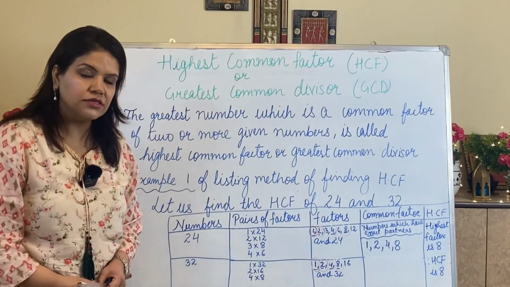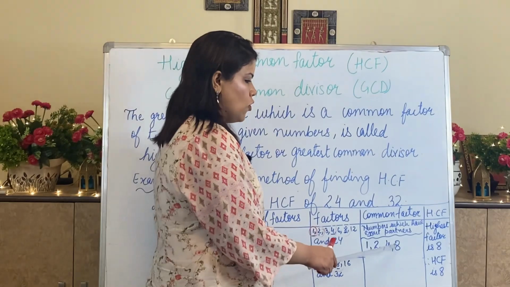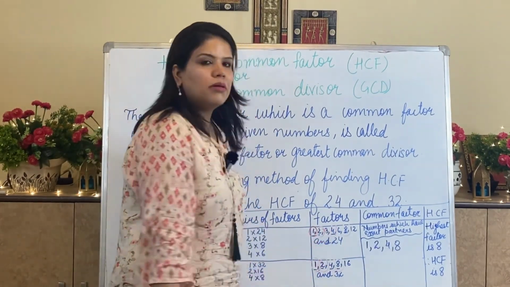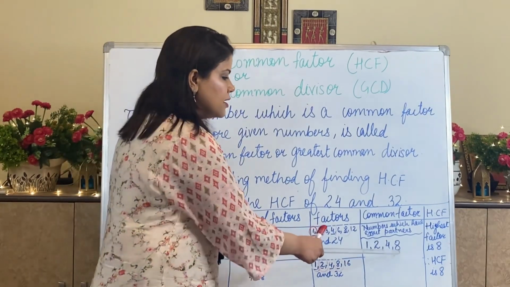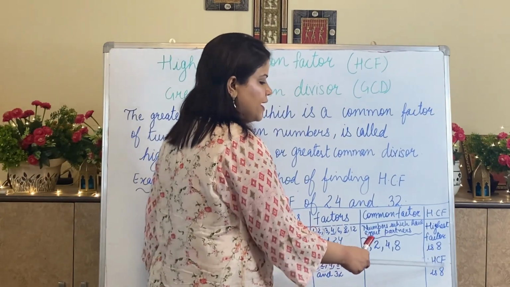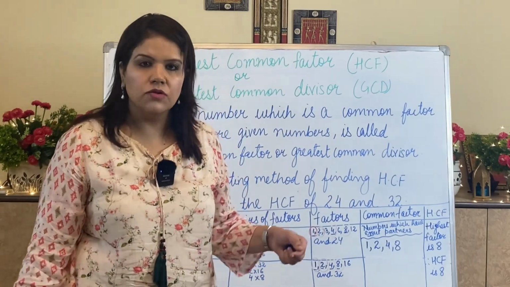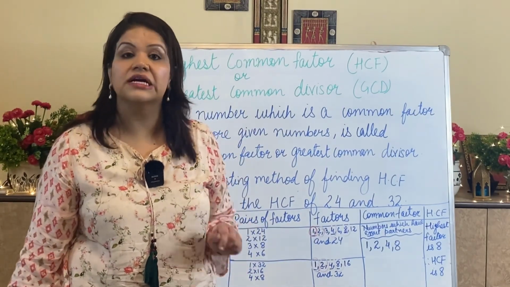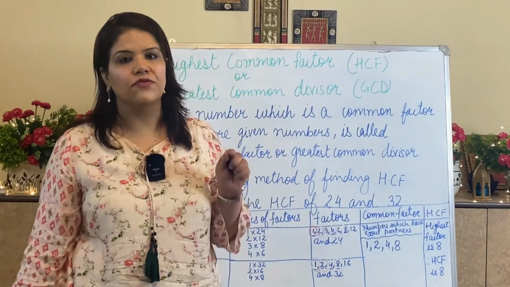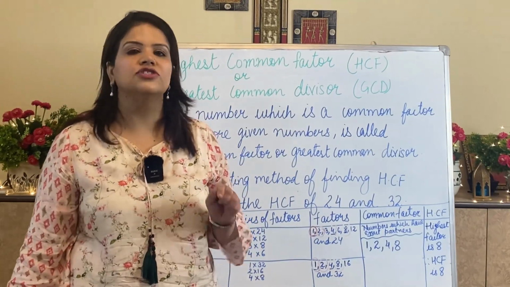So these are 1, 2, 4, 8. What are my common factors? 1, 2, 4 and 8. Can you tell me which is the greatest number in this? The number 8. The highest factor is 8. Therefore, HCF is 8. Out of all the common factors, whatever number has the greatest value will be considered the highest common factor, and it will also be known as HCF or GCD.